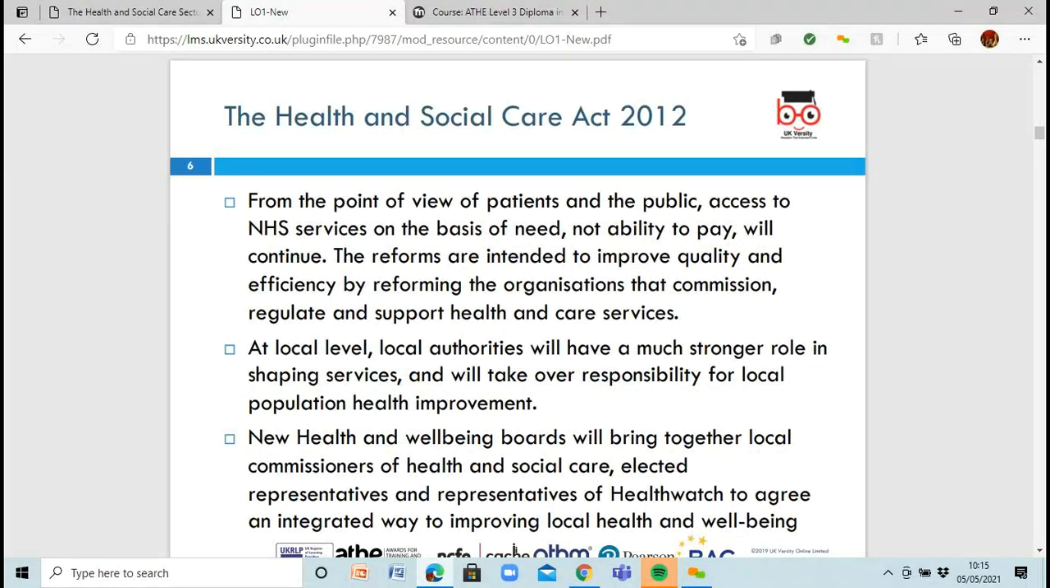Now, we also have new health and well-being boards, and these bring together local commissioners of health and social care. They have representatives, and they also have representatives of Healthwatch. And all of these people, it's like a board of members. What they do is they'll agree to an integrated way, so they'll work together and they'll agree to ways to improve the local health and well-being.